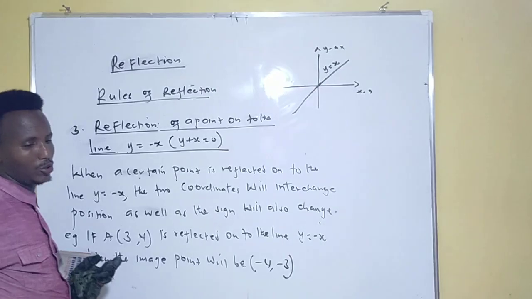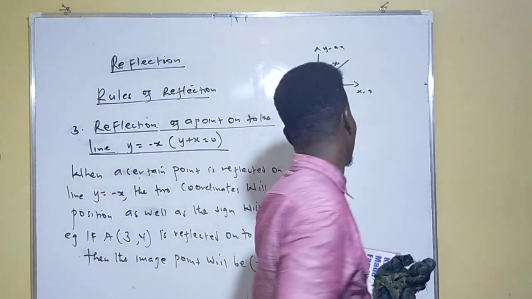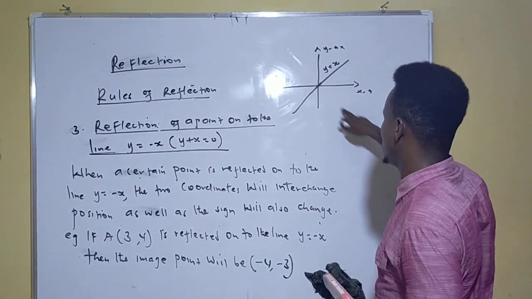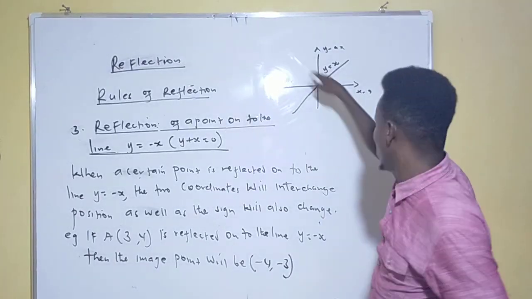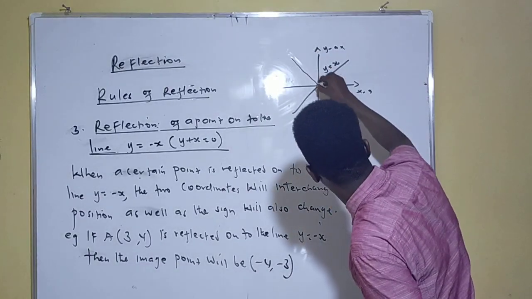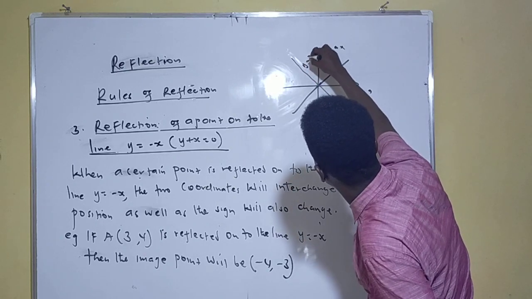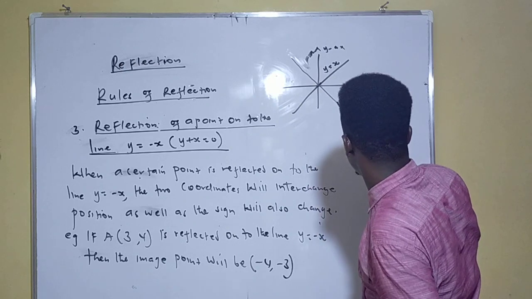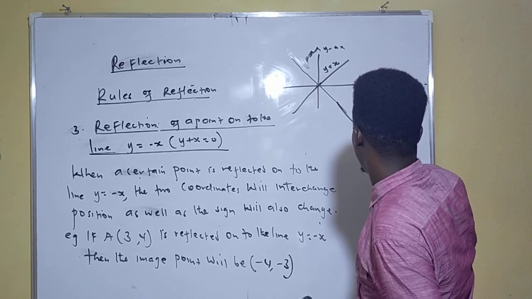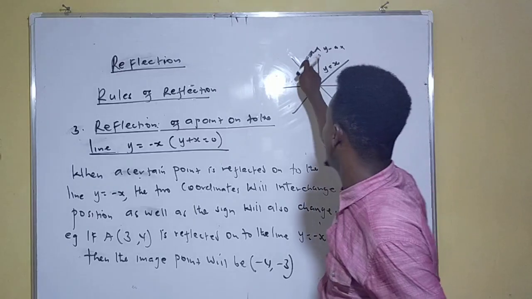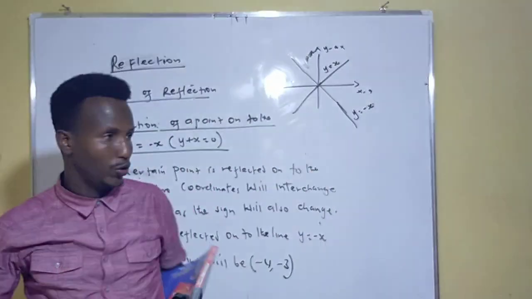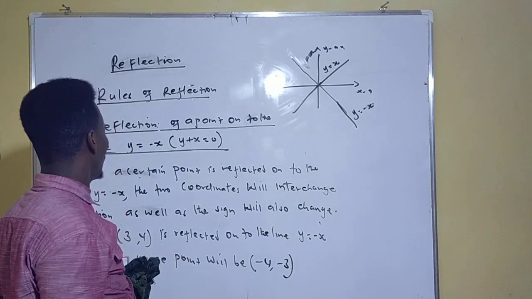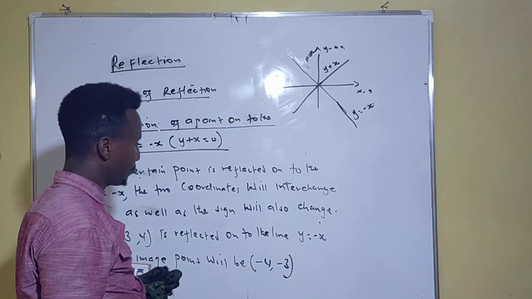The line y is equal to negative x passes through the second quadrant and the fourth quadrant. So you're going to draw it. It will pass through the second quadrant and the fourth quadrant. So you're going to say y is equal to negative x. You can write it at any point. So it passes through the second and the fourth quadrant for your information, guys. This is rule number 4.